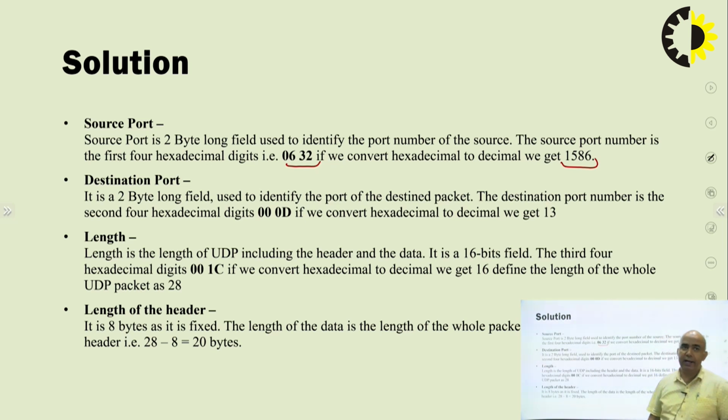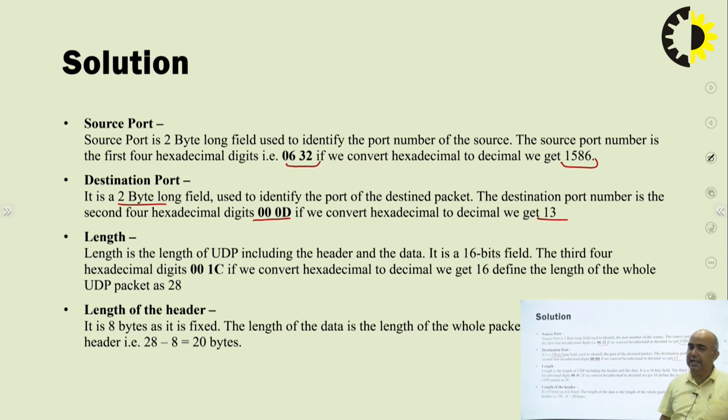Okay. Again, we need to identify the destination port number, and as it is again 16 bits, it is 2 bytes long. The next 4 hexadecimal digits that we have received are 000D. If we convert this into a decimal number, we get 13.